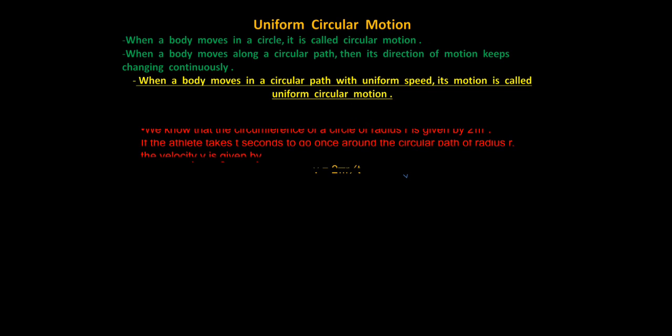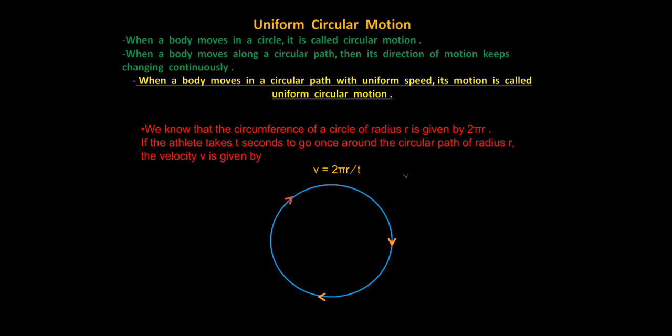Now if I write this in terms of a formula, we know that the circumference of a circle of radius r is given by 2 pi r. Let's say an athlete takes t seconds to complete one circular path. Velocity is distance upon time. Distance here is the circumference of this circle, divided by time. So velocity is 2 pi r divided by t.